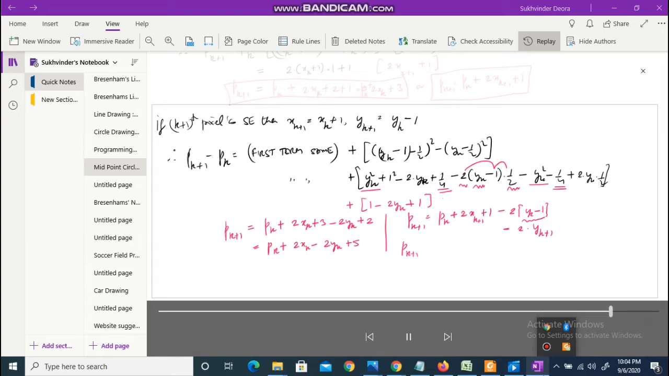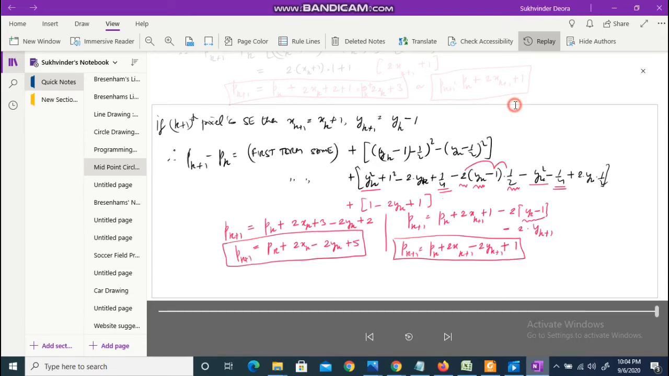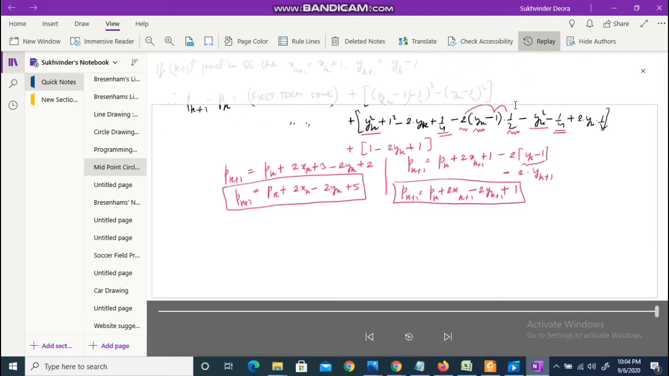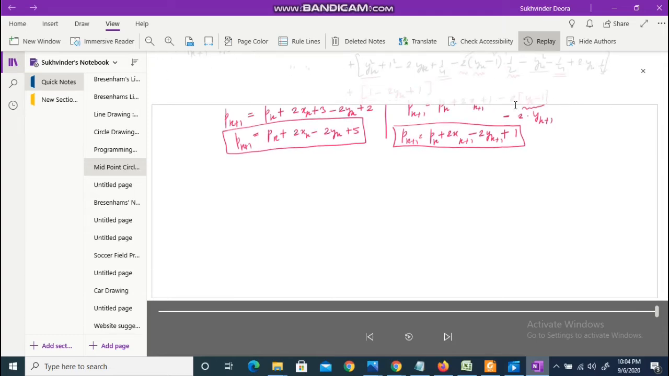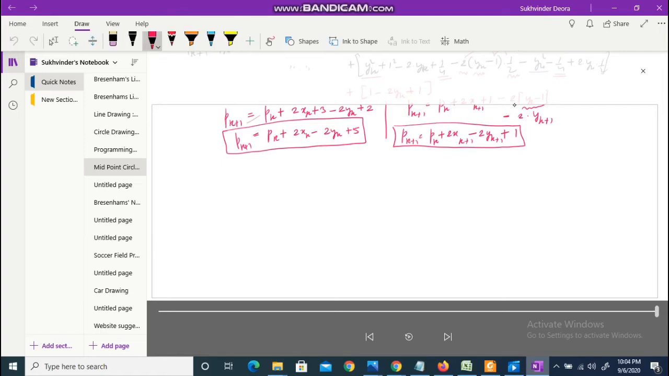So if you take the k plus 1th pixel, p_k plus 1 will be equal to p_k plus 2x of the k plus 1th value and 2y of the k plus 1th value plus 1. So these are the terms which you need to remember if you want to have the midpoint circle algorithm.